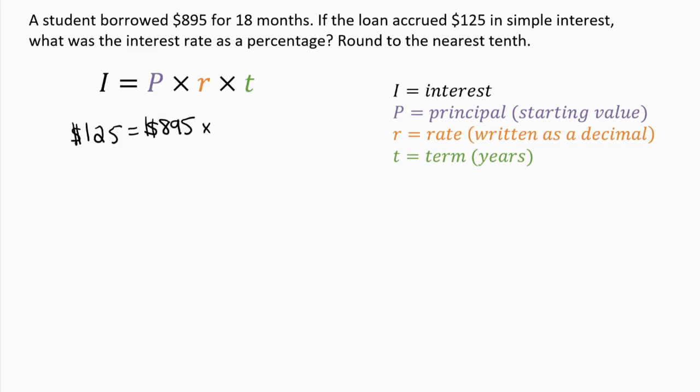We multiply that by the rate, which we don't know, and then we multiply that by the term, which we always write as years. So if we're given 18 months, let's just divide that by 12, and that gives us 1.5, which will be years. So now I'm going to bring down the 125. Well, let's just write that as a number, 125. We multiply 895 times the 1.5. That gives us 1,342.5 times R.